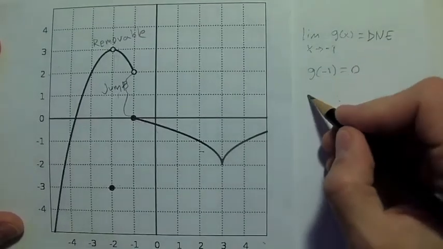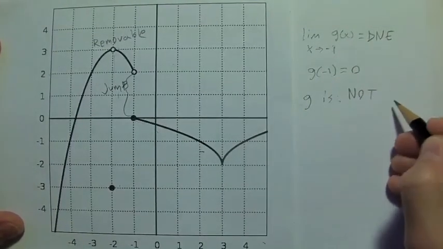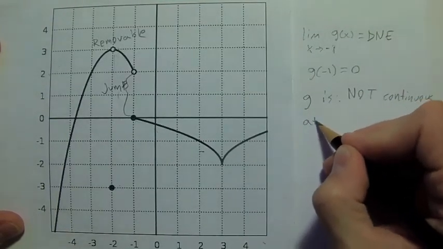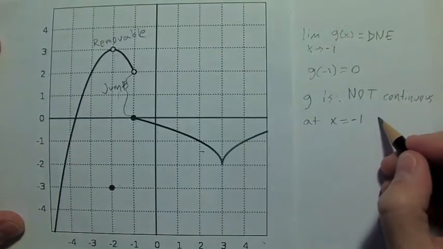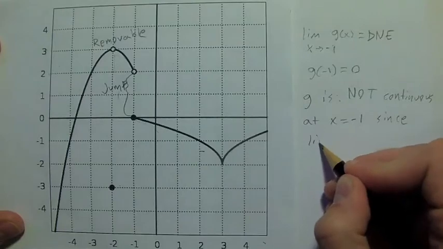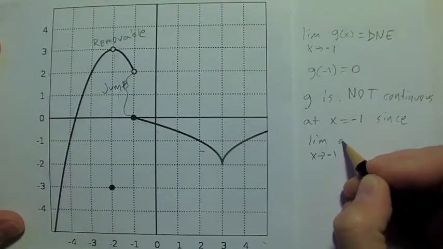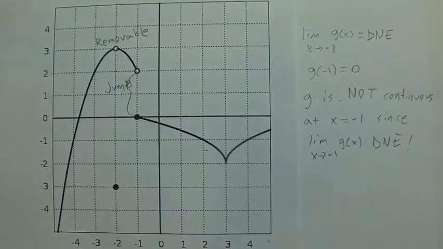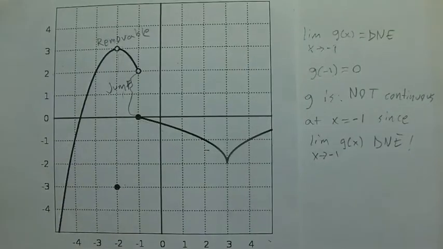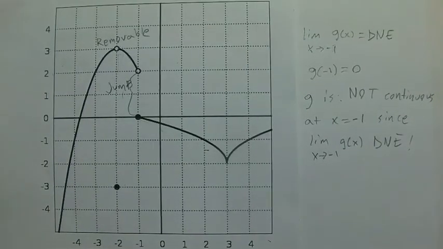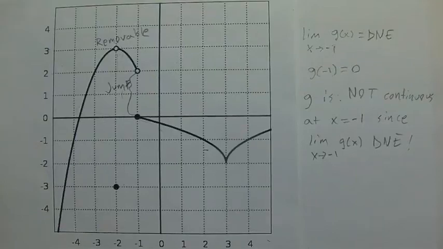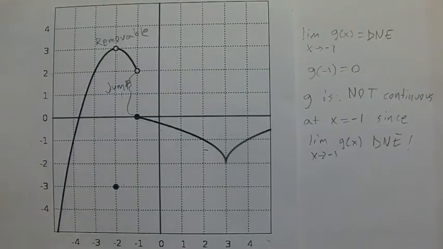So what we will say is that g is not continuous at x equals -1, since the limit as x goes to -1 of g of x does not exist. That's all you need to have something be not continuous, right? The limit does not exist. If the limit doesn't exist, that means you've got a jump, right? That's typically what it means, that the left side and the right side don't match. That's definitely not continuous.